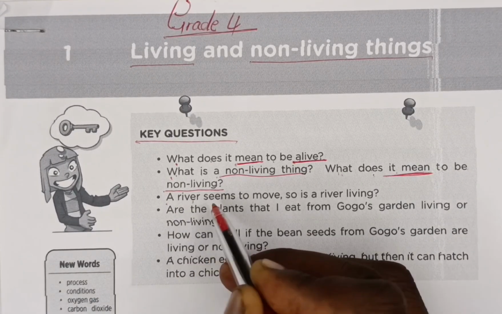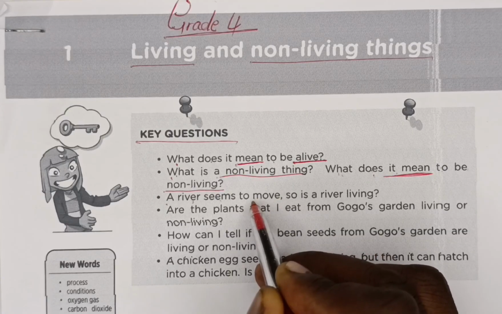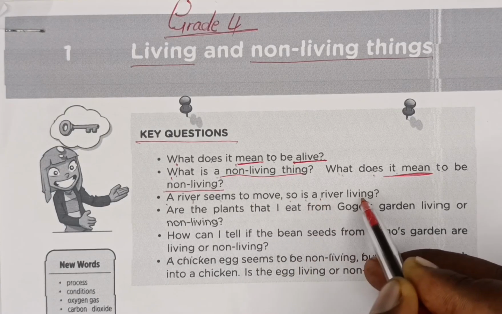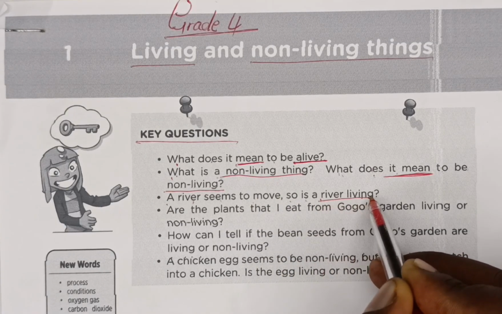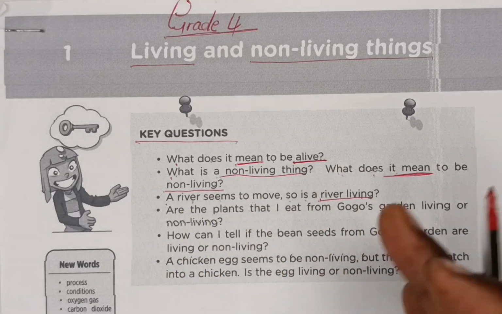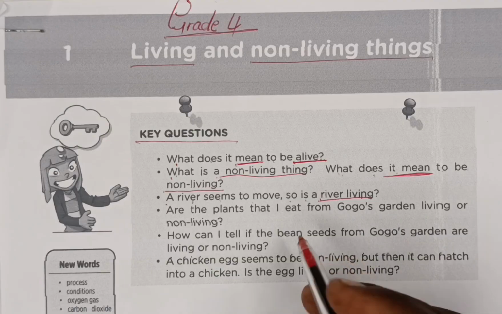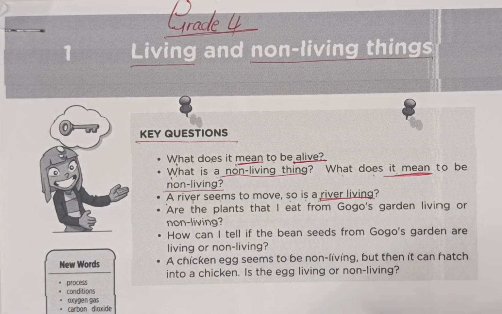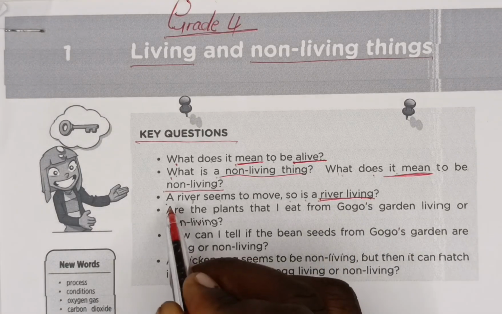A river seems to move. So is a river a living thing? A river moves. If you look at the river, you can see that it looks like it is moving. So because of that, can we consider it a living thing? All right.